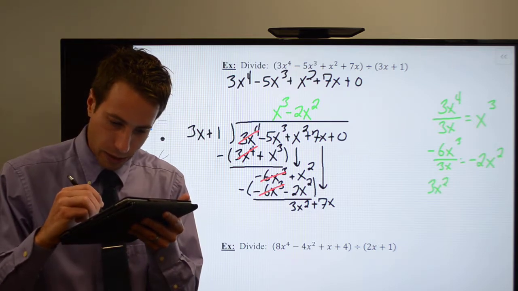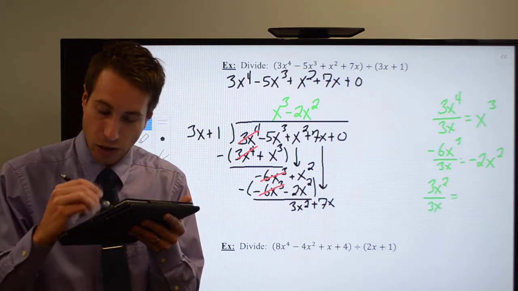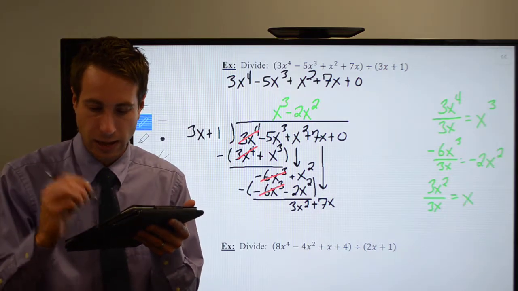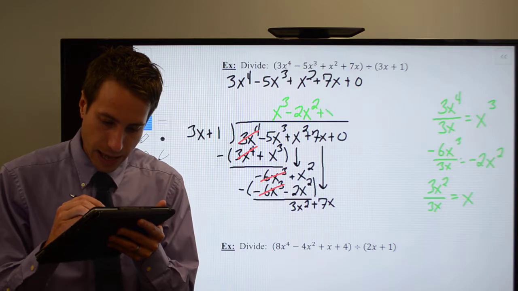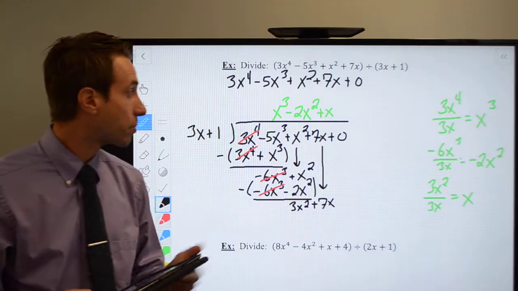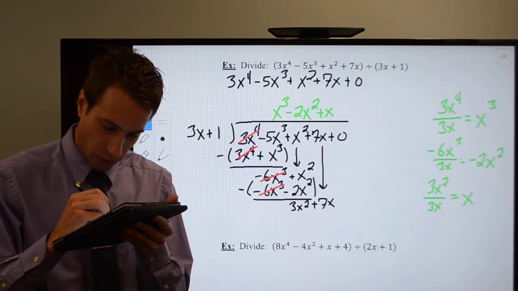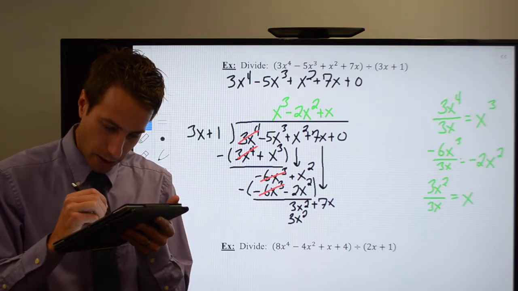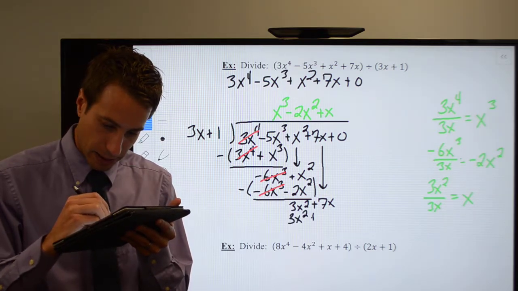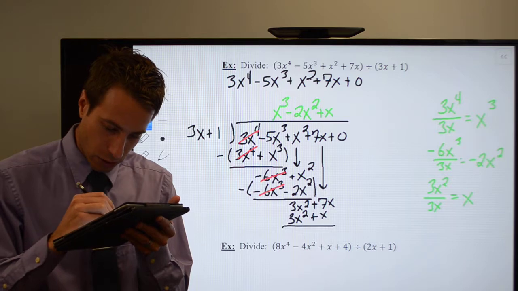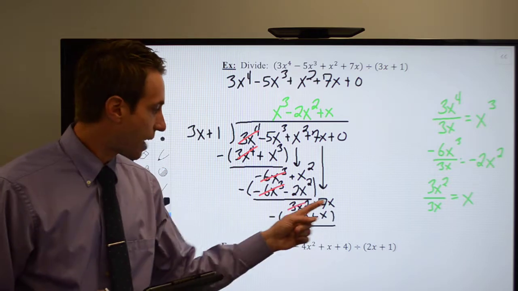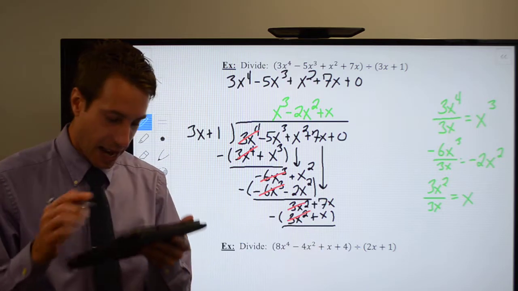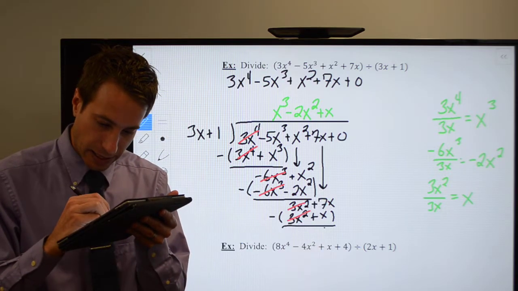3x squared divided by 3x. Awesome. 3's cancel out, x's cancel out. Leaves me with just an x, so then I have plus x. And we multiply x times 3x, so it'll be 3x squared, and that's going to be plus x. Do the subtraction. 7x minus an x should give me 6x.